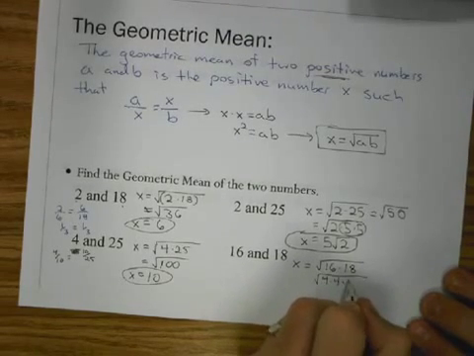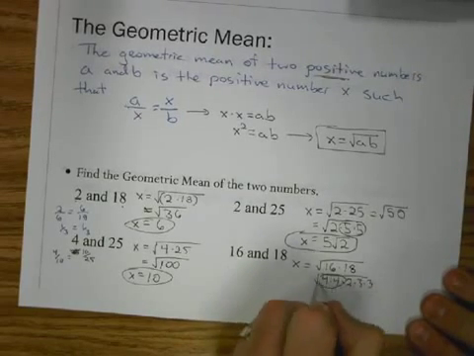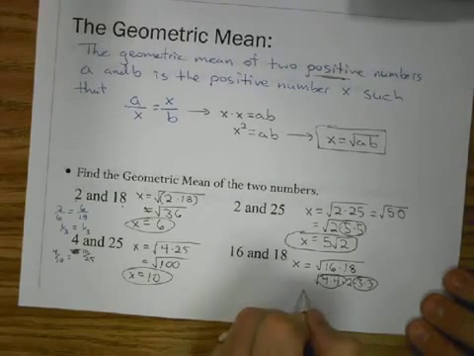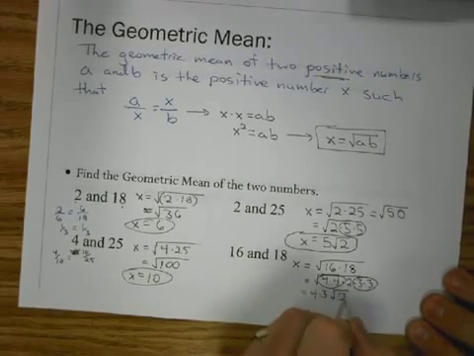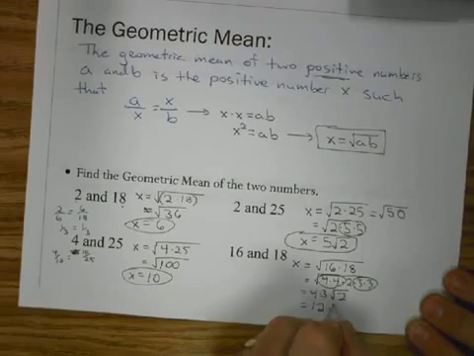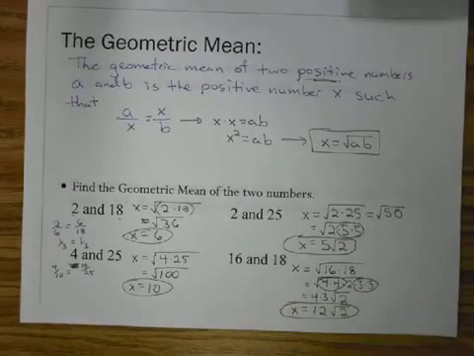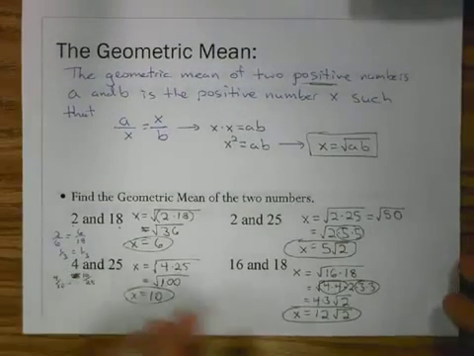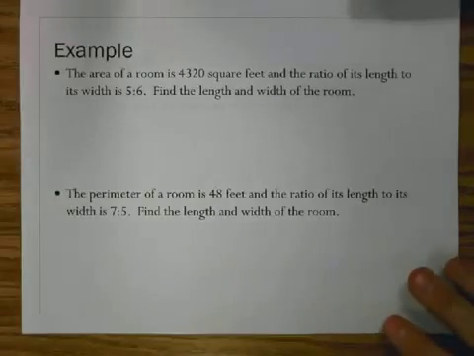For x equals the square root of 16 times 18, let's take that same idea. I notice 16 is a perfect square, so that's 4 times 4. 18 is actually 2 times 9, or 2 times 3 times 3. So I can take a 4 out, I can take a 3 out. Radical 2 left, it becomes 12 radical 2.